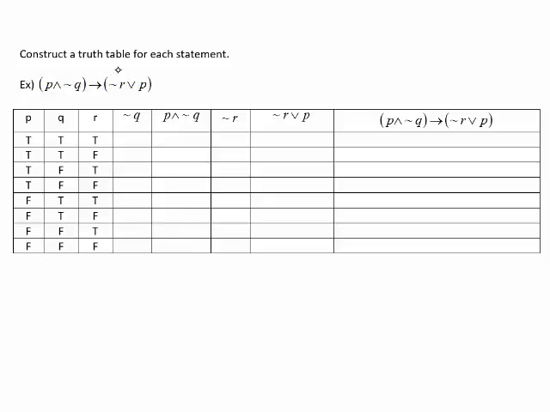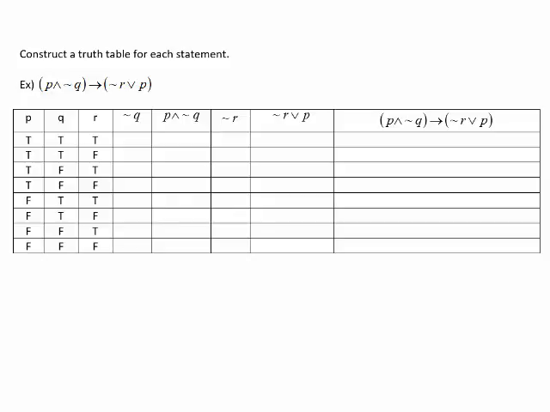Now, let's go to the other set of parentheses. I need a column for the negation of R. P is already part of the truth table, so I don't need to write it again. So now I can write the negation of R or P here. And now I can write the entire statement. So now let's get the truth values for these.